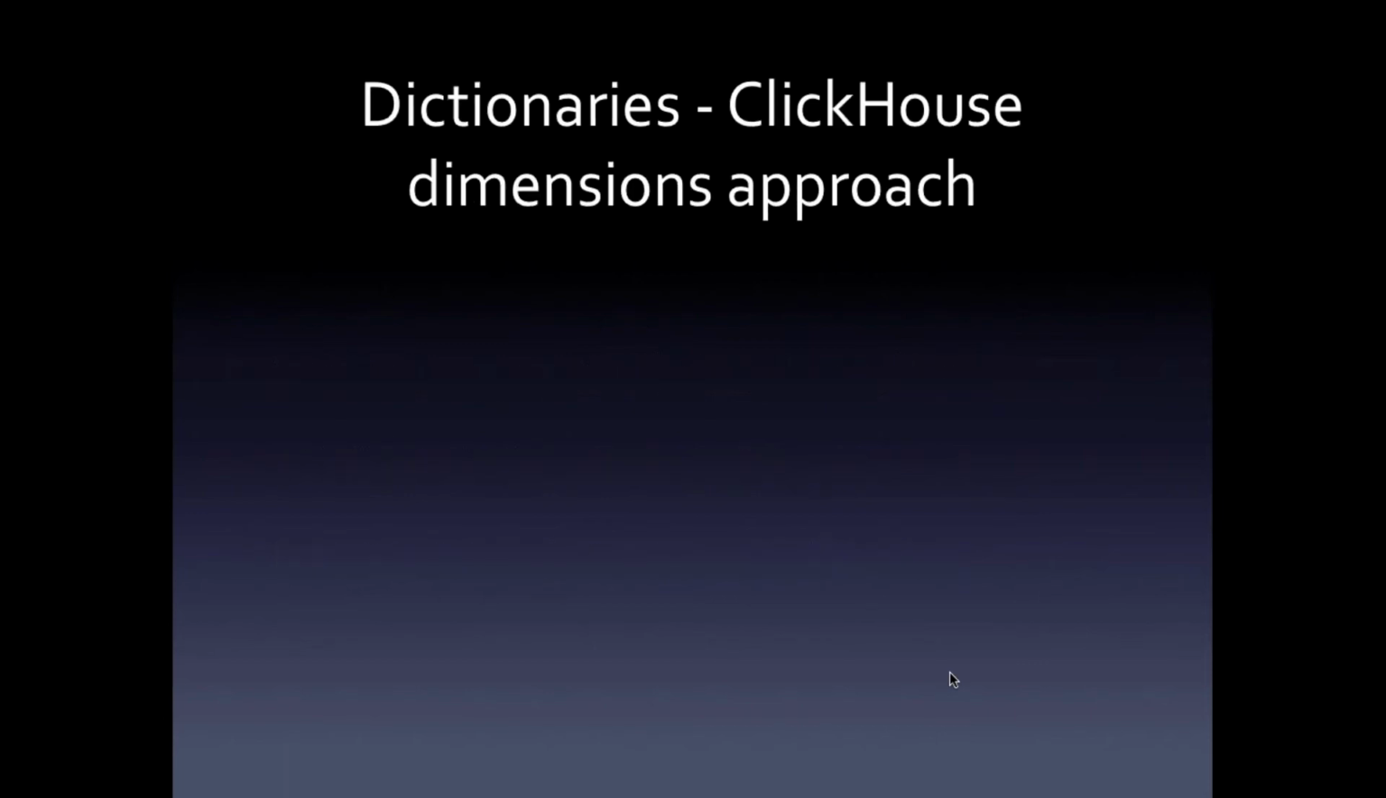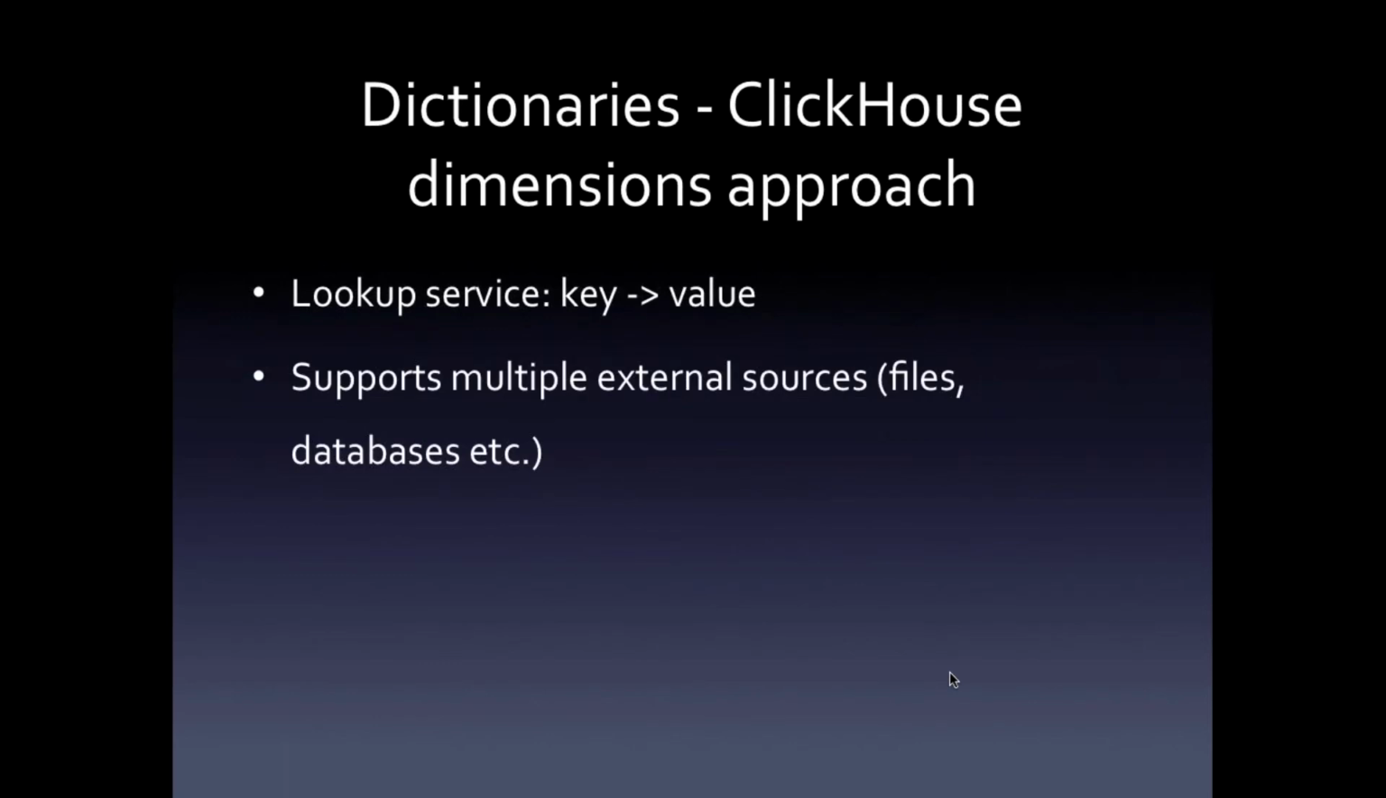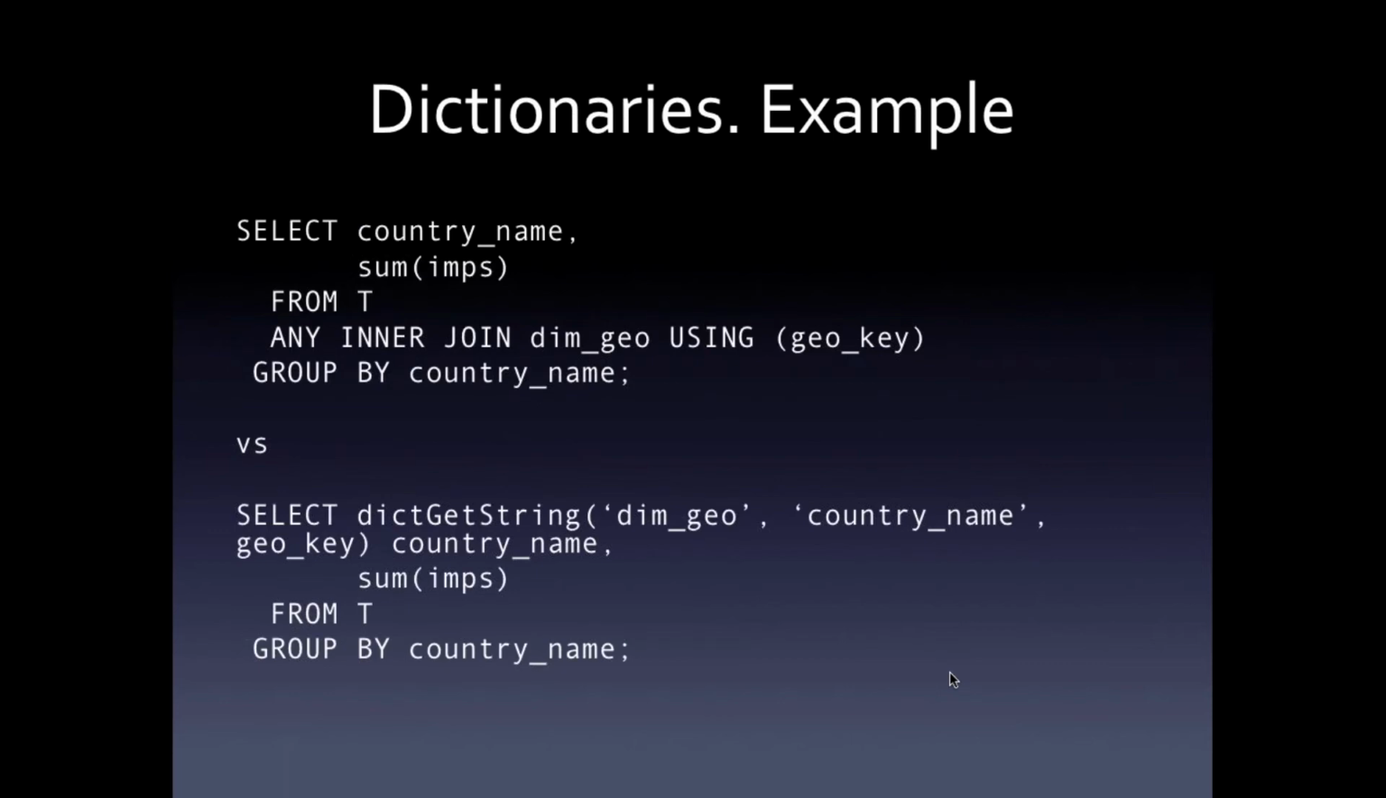But there is good news as well. ClickHouse provides its own approach to dimensions, which is called dictionaries. A dictionary can be considered as a lookup service with key-value mapping. It supports multiple external sources, so sources of the dictionary could be files, databases, etc., and it is easily refreshable. That is the most important. Here's an example that says more than any words.